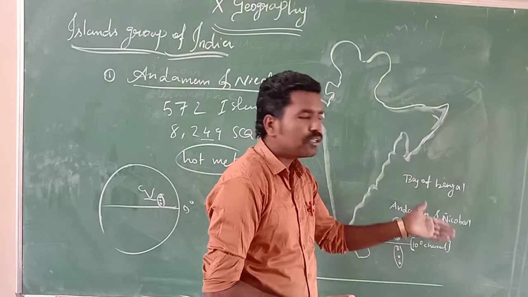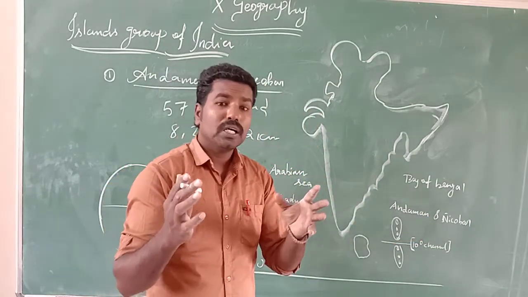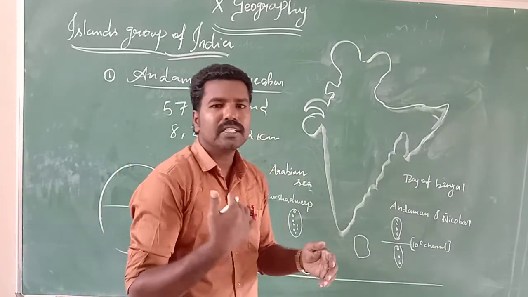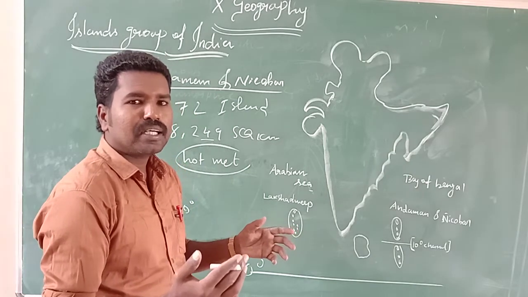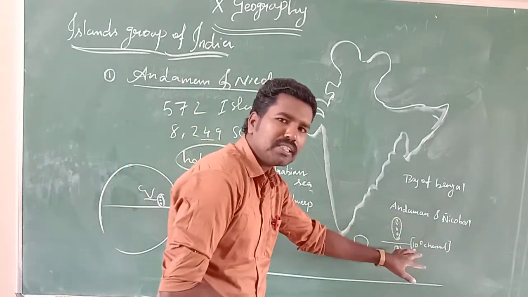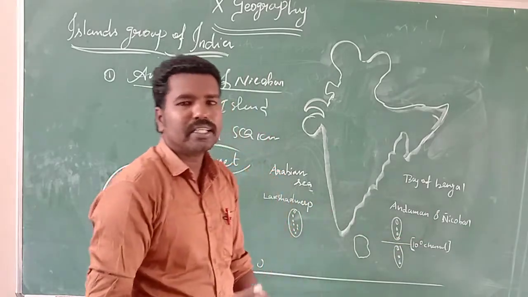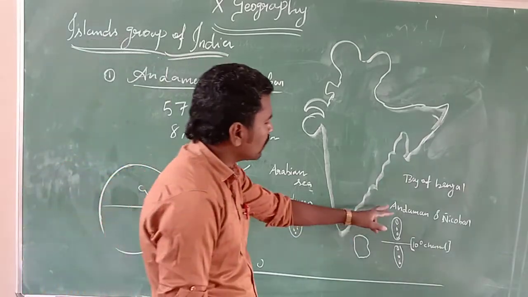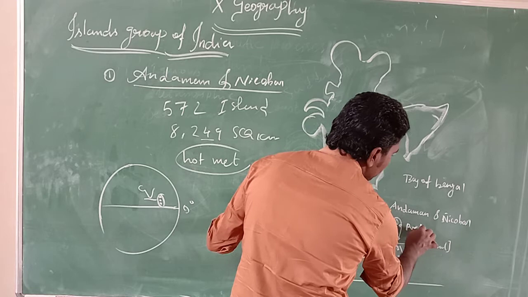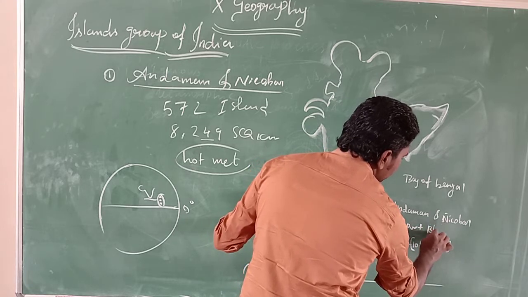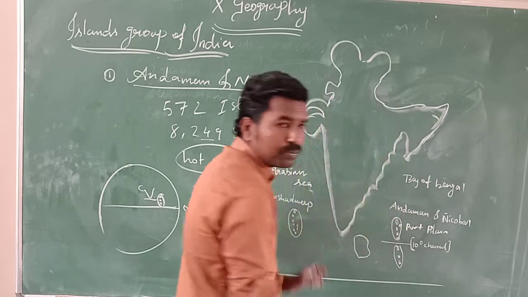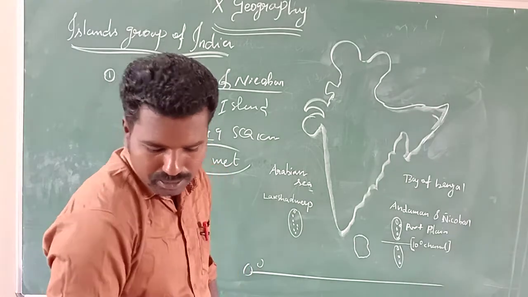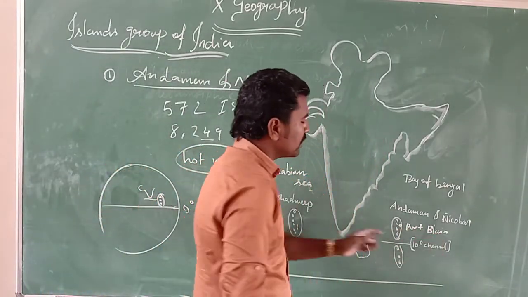And the Andaman Nicobar Islands also help us to protect our country from enemy countries, because some countries are threatening us. The Malacca Strait is also situated nearby the Andaman Nicobar Islands. That's why they get strategic importance. And Port Blair is the administrative capital of Andaman Nicobar. Port Blair is the capital city of the Andaman and Nicobar Islands.